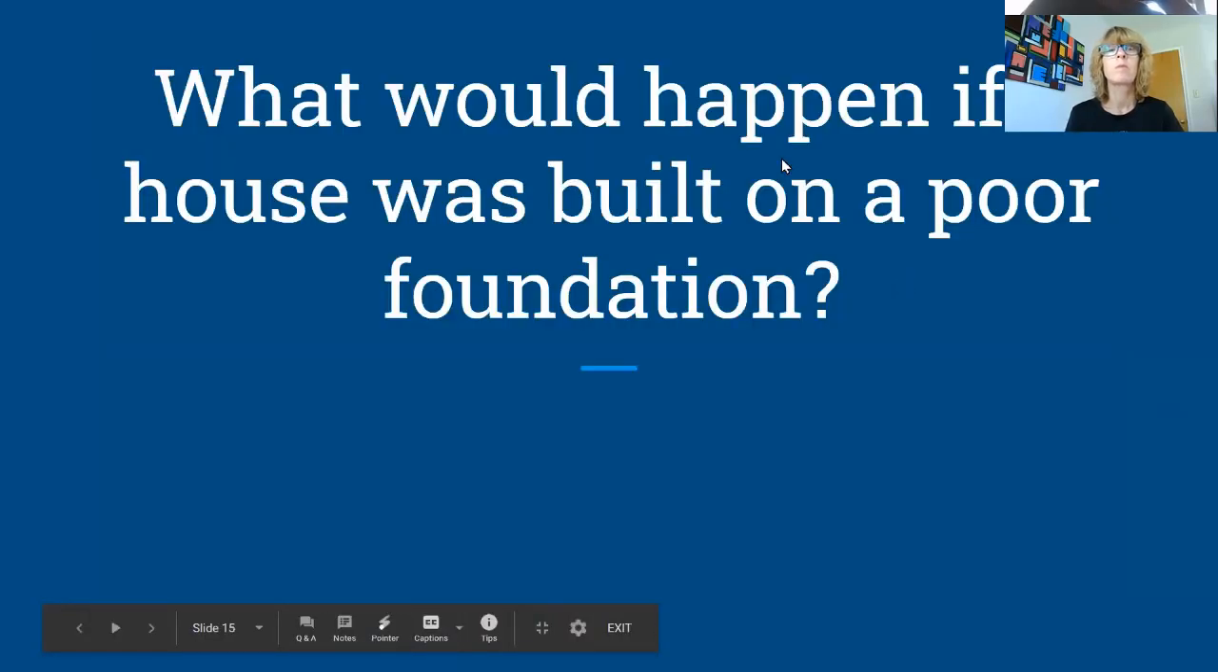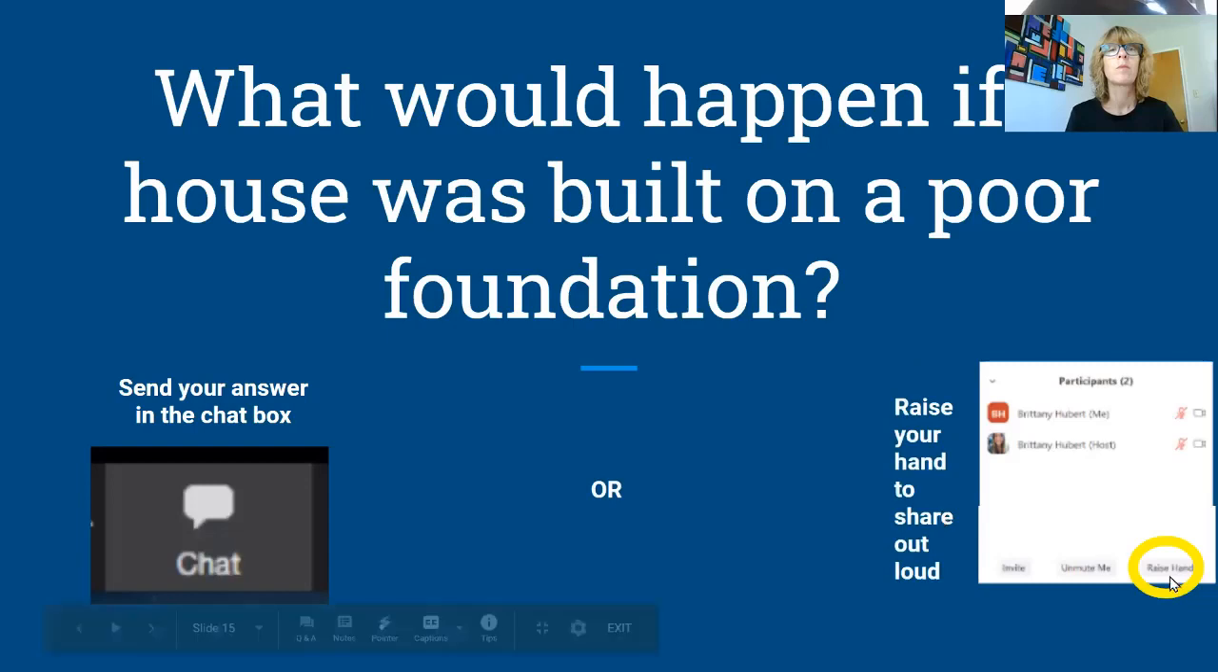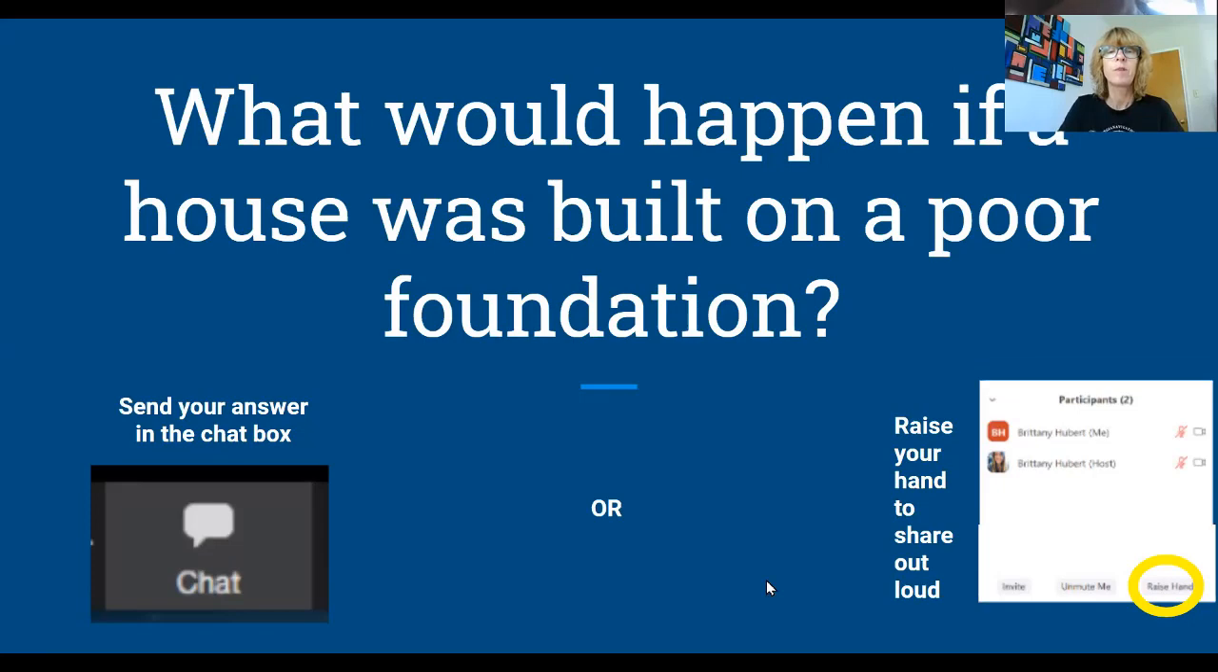So what would happen if a house was built on a poor foundation? You can send your answer in the chat box, or you can raise your hand and I can call on you to share out. I think we are in a lot of agreement that it might look pretty for a bit, but then would no longer be useful. I think we all agree that it would fall down, right? Over time, it would succumb to the elements and it would collapse.